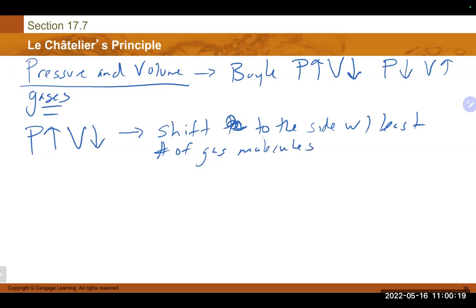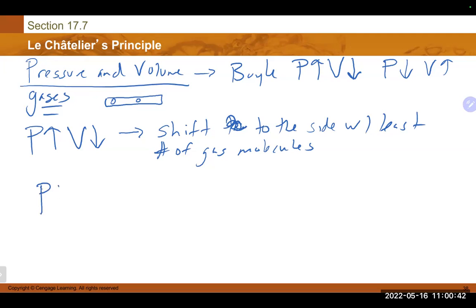The reason for that is that in a really small volume, we want less gas molecules, because in that smaller volume, fewer gas molecules means fewer collisions, which will bring the pressure back down. It went up, so we want to bring it back down, and fewer gas molecules will achieve that.